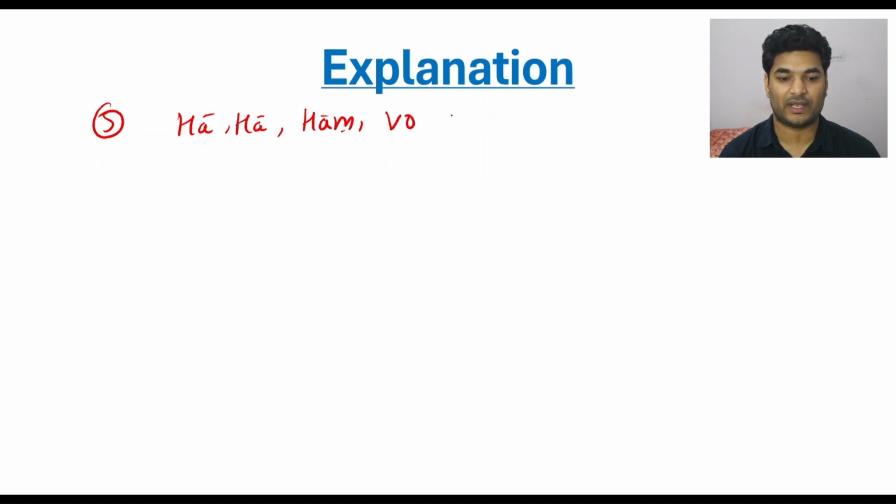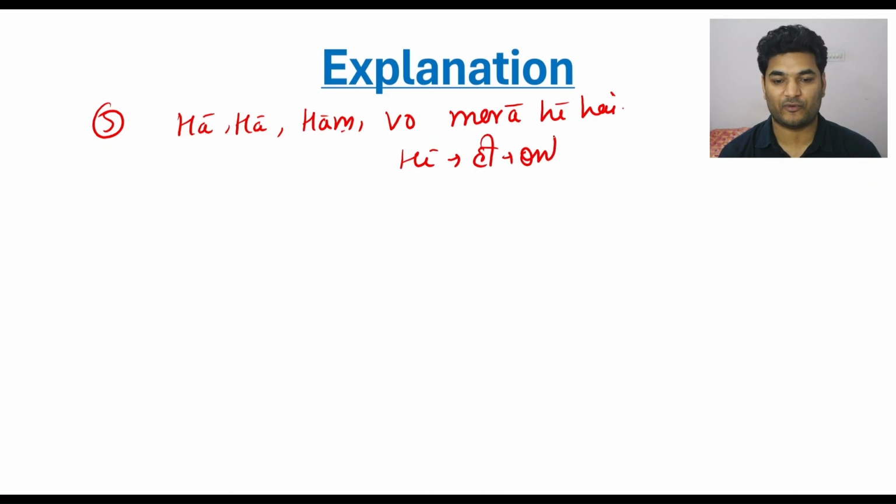And the answer is, aha. Yes. वो मेरा ही है. Yes, that's mine only. ही is a particle meaning only. वो मेरा ही है. That's mine only. Alright? So these were the 5 sentences.